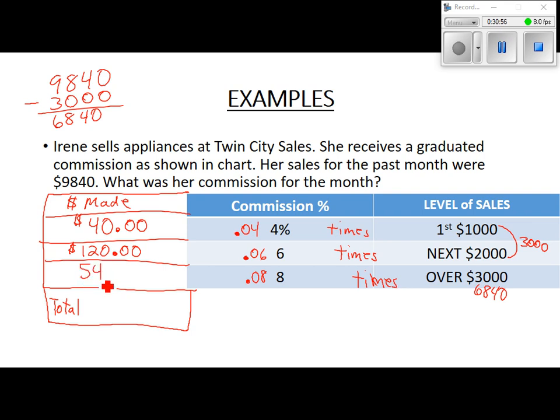What's that give us? 547.20. Anybody else get that? $547.20, is that right? Yes, no, maybe? I'll do it again. That doesn't seem like a lot for $3,000. What do we do with all those to get her total commission? Add them all up. So add those three up.